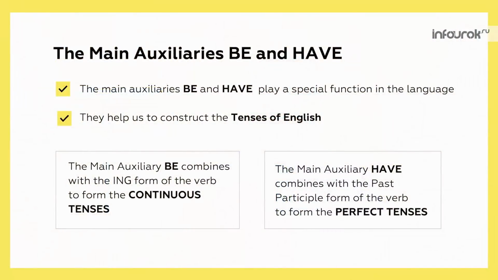Now, let's talk about two other important auxiliaries, the verb to be and the verb to have. They are the two other main auxiliary verbs which are very important in the language, which play a very, very important part and which help us to create the tenses of English. First of all, they are fundamental. If we understand how they work, they can help us very easily to create these tenses.